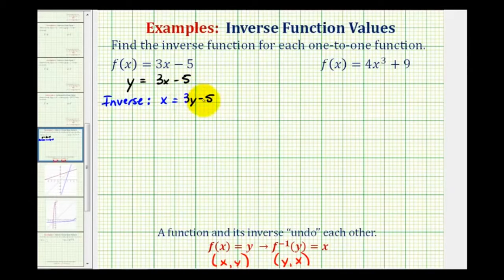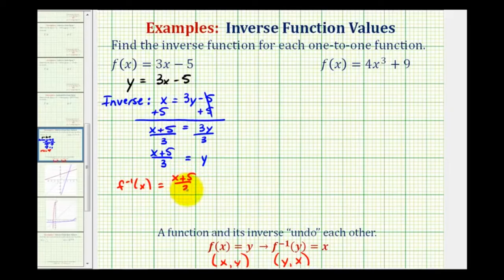So to solve this for y, we'll start by adding 5 to both sides of the equation. So on the left we'd have x plus 5 equals, on the right this is 0, so we just have 3y, and we divide both sides by 3. So we have y equals the quantity x plus 5 divided by 3. This is our inverse function, so now we'll replace y with f inverse of x. So f inverse of x is equal to the quantity x plus 5 divided by 3.